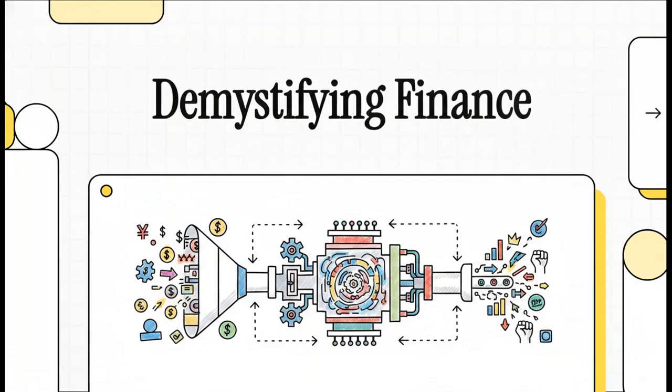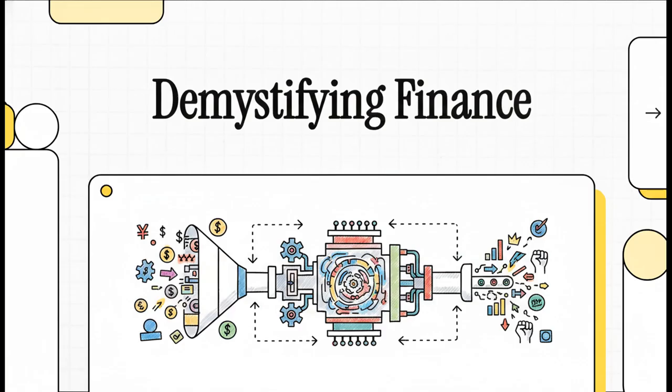Welcome to this explainer. Today, we're going to completely demystify corporate finance, and we're going to do it by looking through a very specific and honestly really helpful lens. We're going to visualize the modern corporation as a complex machine. Because when you think about it, that's exactly what a business is.